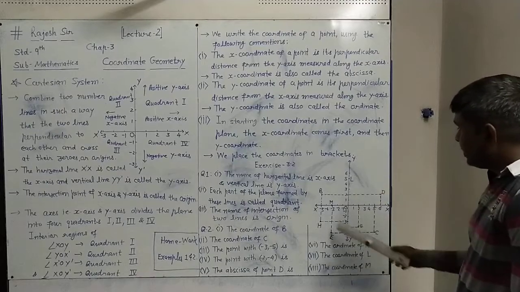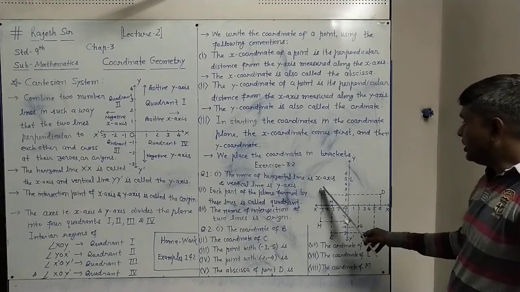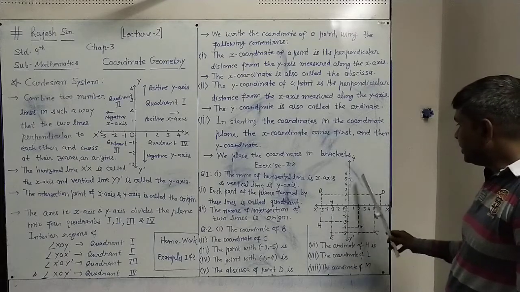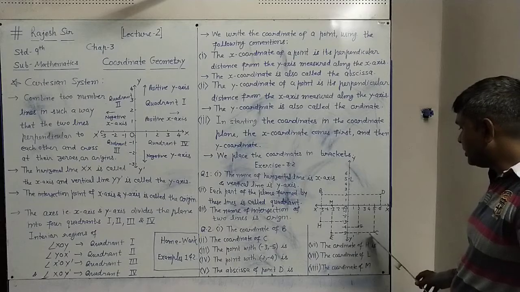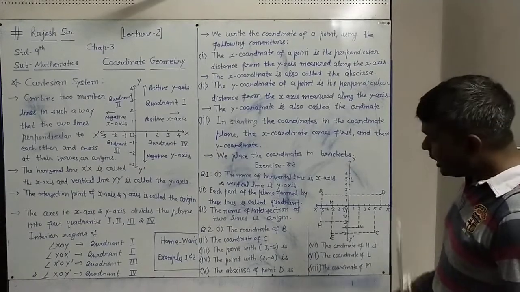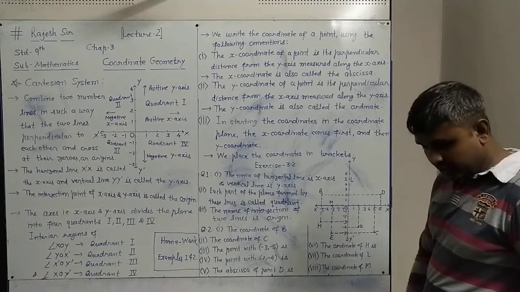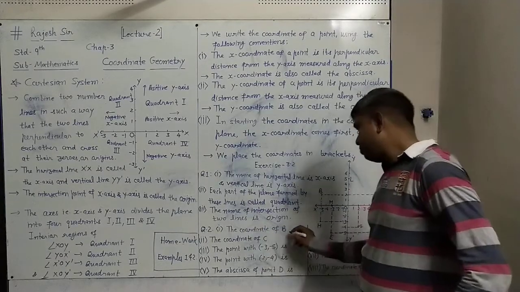The graph is given this way. Here the x-axis is given, the y-axis is given, point B is given here, D is given here, L is given here, M is given here, H is given this way, E, C, G. Total 8 points are given, and we are asked 8 questions here. So the first question is the coordinate of B.